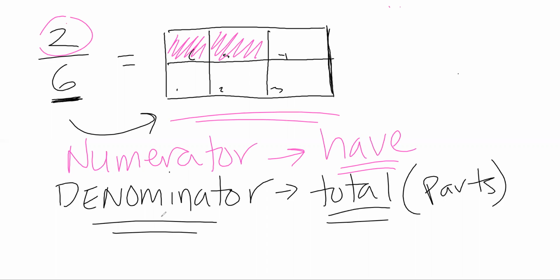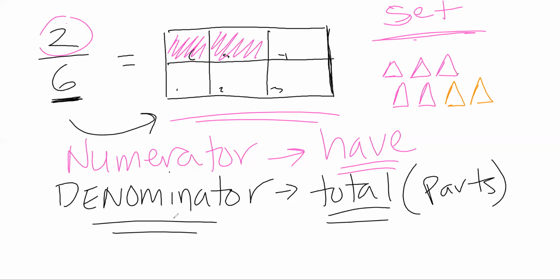And again, we could also create a set. We could create a set, which means I just need 6 of something and 2 of them will be different. So I'm going to stick with colors because right now that's the easiest way. 1, 2, 3, 4 triangles, 5, 6. So there's 6 total triangles, and 2 out of 6 are orange, right? Okay, so let's just keep playing with it and see what we can do.